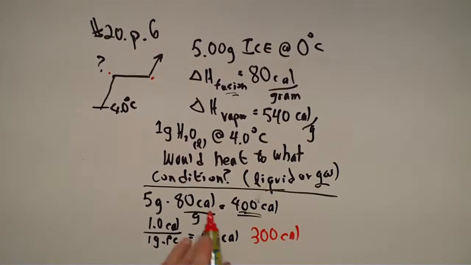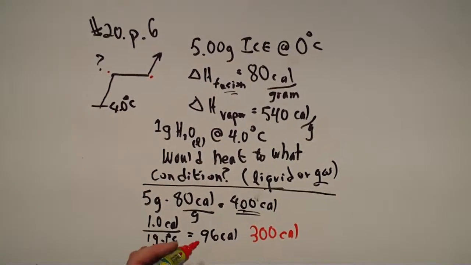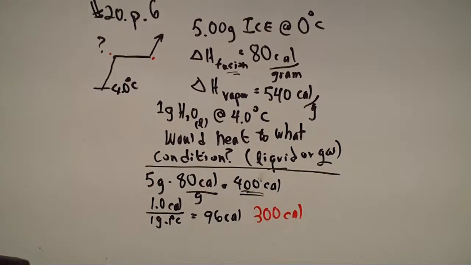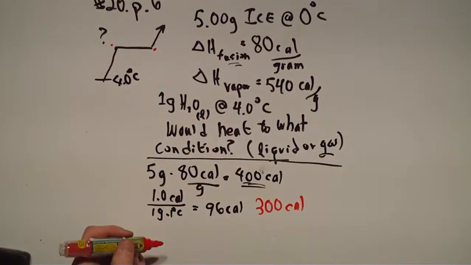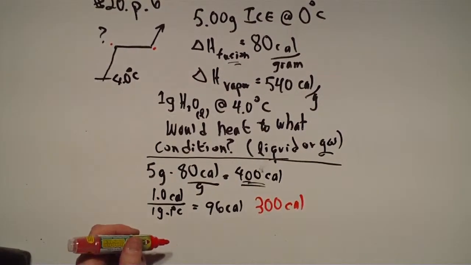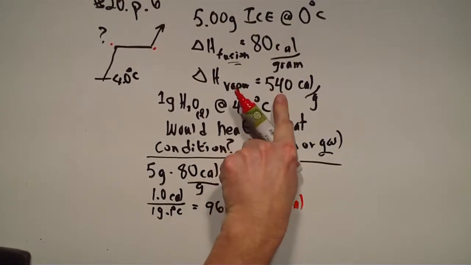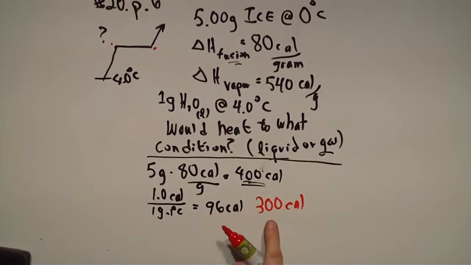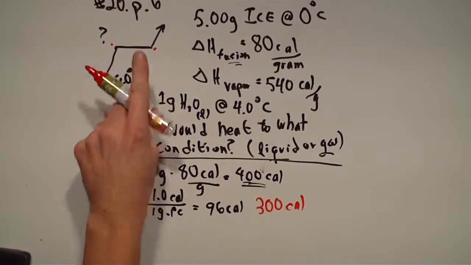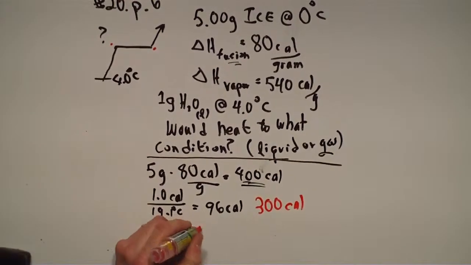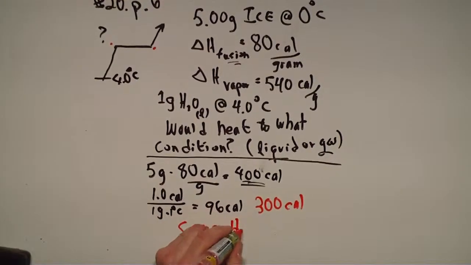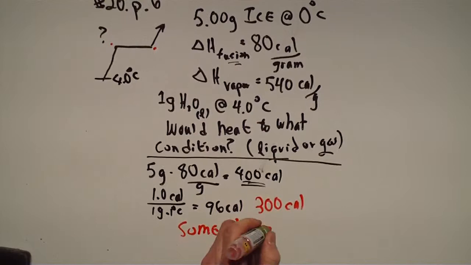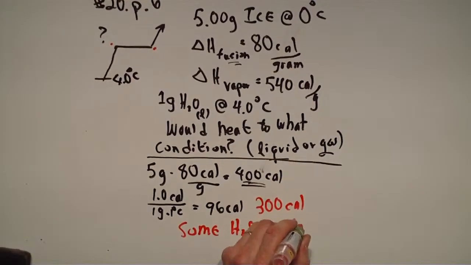Now how much water would boil off with 300 calories? Here's where we bring in this other term, the heat of vaporization. And per 1 gram it takes 540 calories. We don't have that much, but we do have enough to boil off some of the water. So I would say some of this water, this 1 gram of water, will be vaporized.